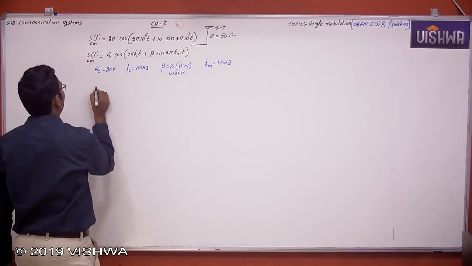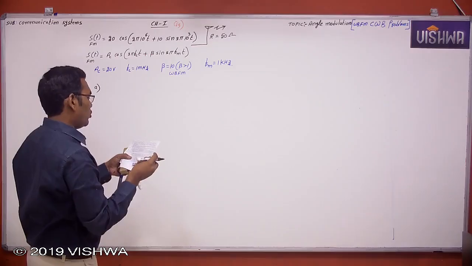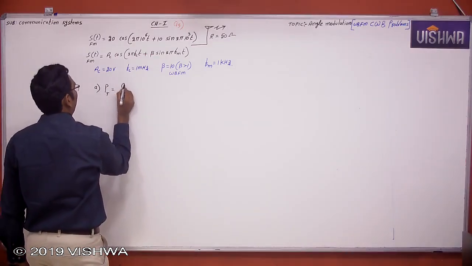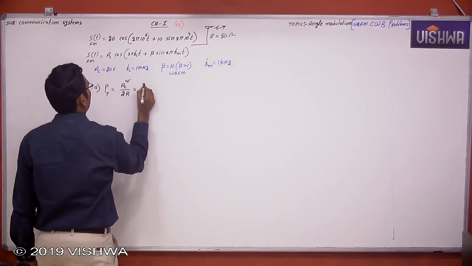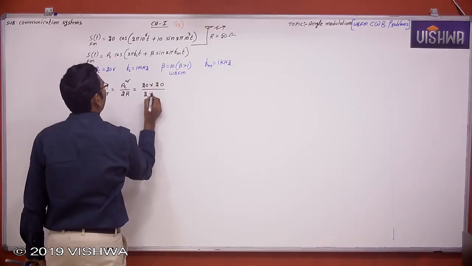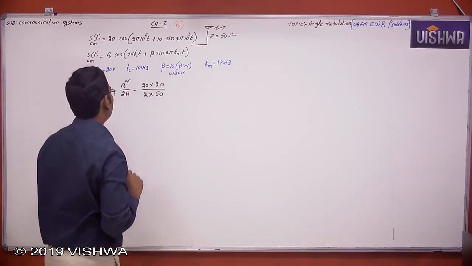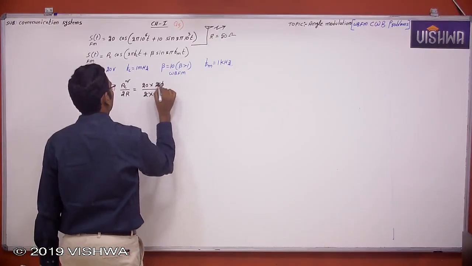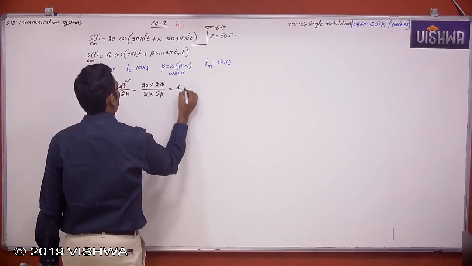Now the A bit is: determine, calculate the total power. What is the total power? The total power is equal to the unmodulated carrier power, Ac squared by 2R, which is equal to 20 into 20 by 2 into R, where R is 50 ohms. That is 4 watts.